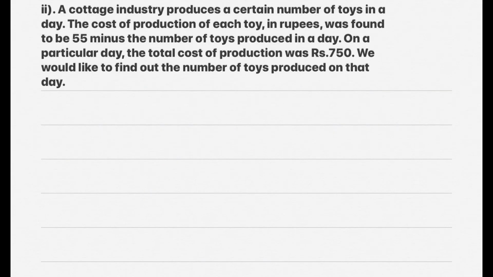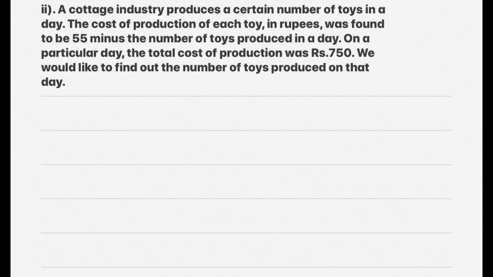Second part of the question is that a cottage industry produces a certain number of toys in a day. The cost of production of each toy in rupees was found to be 55 minus the number of toys produced in a day. On a particular day, the total cost of production was 750. We would like to find out the number of toys produced on that day. Okay, so now we have to assume, right?